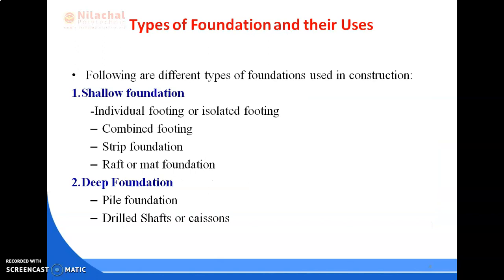Then let us discuss types of foundation and their uses. There are basically two types of foundation, shallow foundation and deep foundation, and they are differentiated by the depth of soil in which the foundation is made. For example, a shallow foundation can be made at a depth as little as 1 meter or 3 feet, while a deep foundation can be made at a depth of 20 to 65 meters. So according to the depth they are categorized.